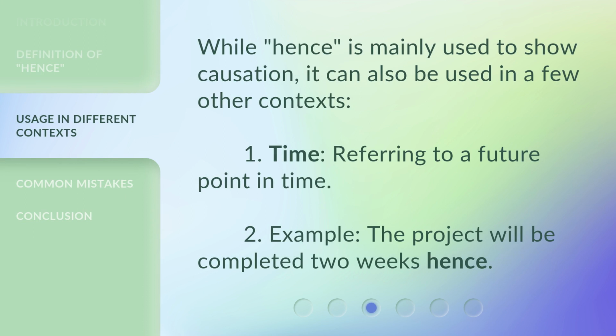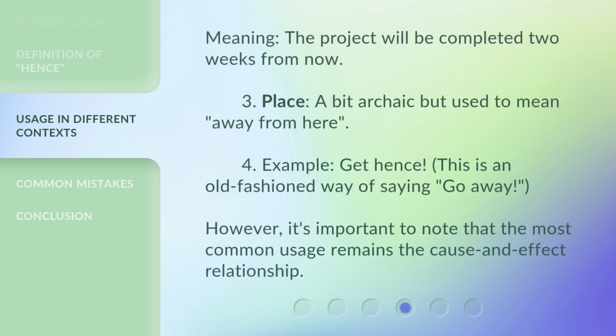While hence is mainly used to show causation, it can also be used in a few other contexts. 1. Time, referring to a future point in time. Example, the project will be completed 2 weeks hence. Meaning, the project will be completed 2 weeks from now. 2. Place, a bit archaic but used to mean away from here. Example, get hence. This is an old-fashioned way of saying, go away. However, it's important to note that the most common usage remains the cause and effect relationship.